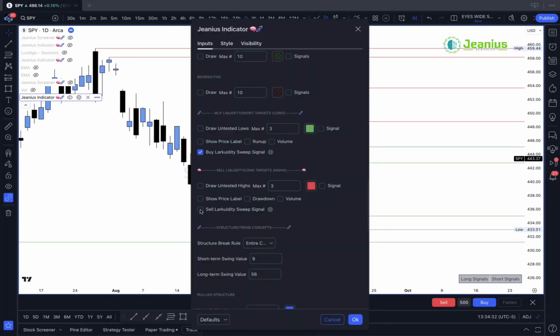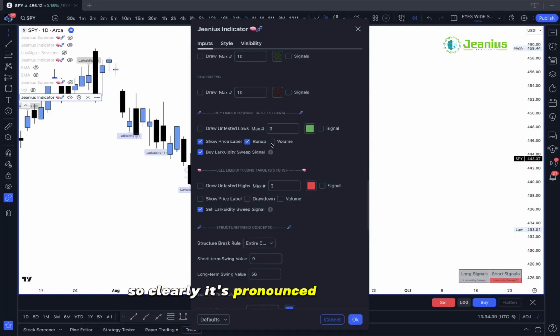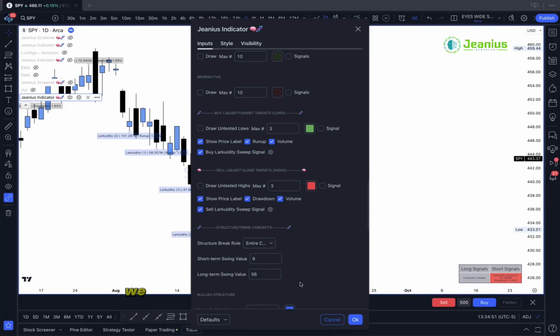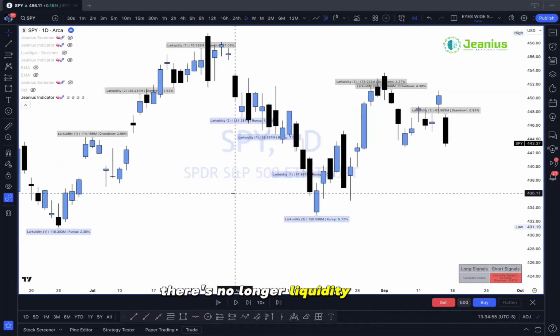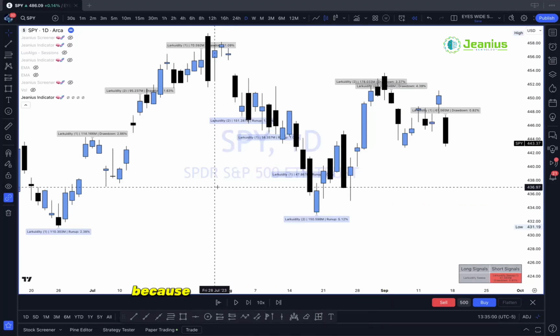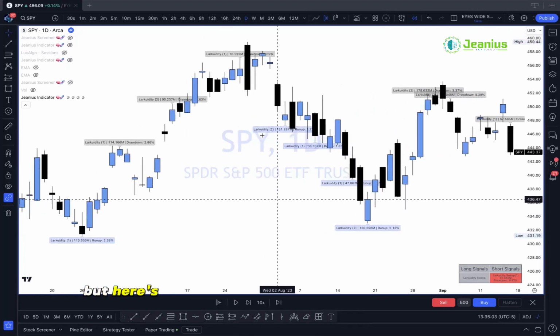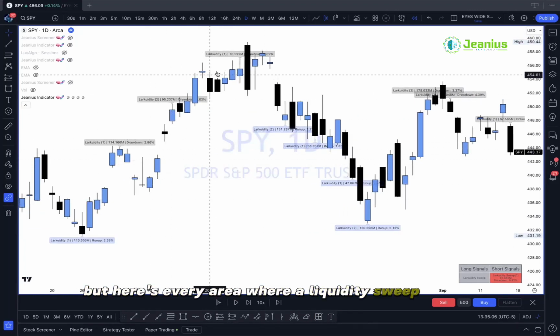So one of my number one settings that I like to use is the Larkquidity suite. Clearly it's pronounced liquidity suite, but because my boy Justin Larkin created such a game-changing indicator, and he's also a liquidity sweep trader, we named the liquidity sweep after Larkin. So it's no longer liquidity sweep. When you address us, you say Larkquidity sweep, not liquidity sweep, because then you would be saying it wrong. But here's every area where a Larkquidity sweep happened.